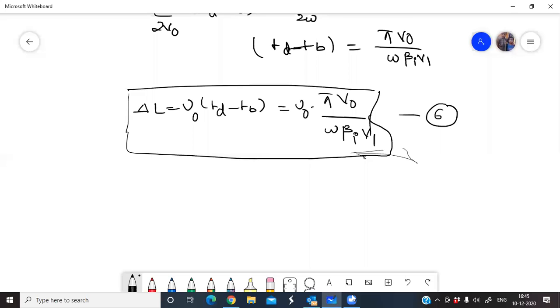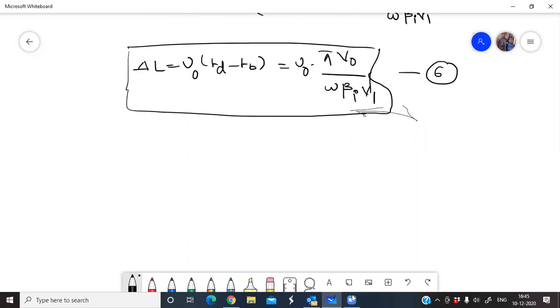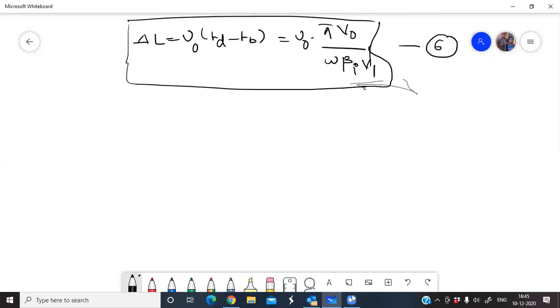Sometimes the question is like this: what should the spacing between the buncher and catcher cavities be in order to achieve a maximum degree of bunching? If the question is like that, you have to continue this procedure, this topic again. You can put this heading as: to achieve the maximum degree of bunching.